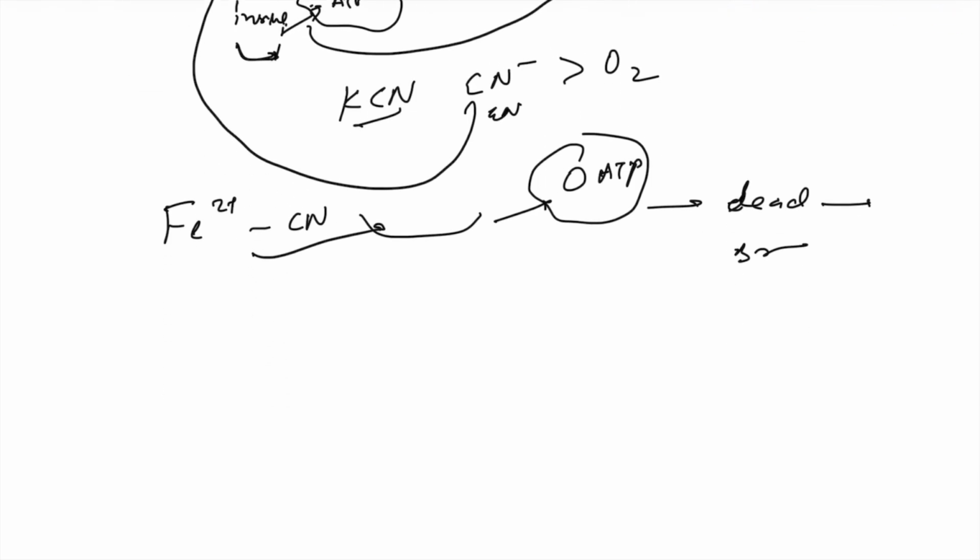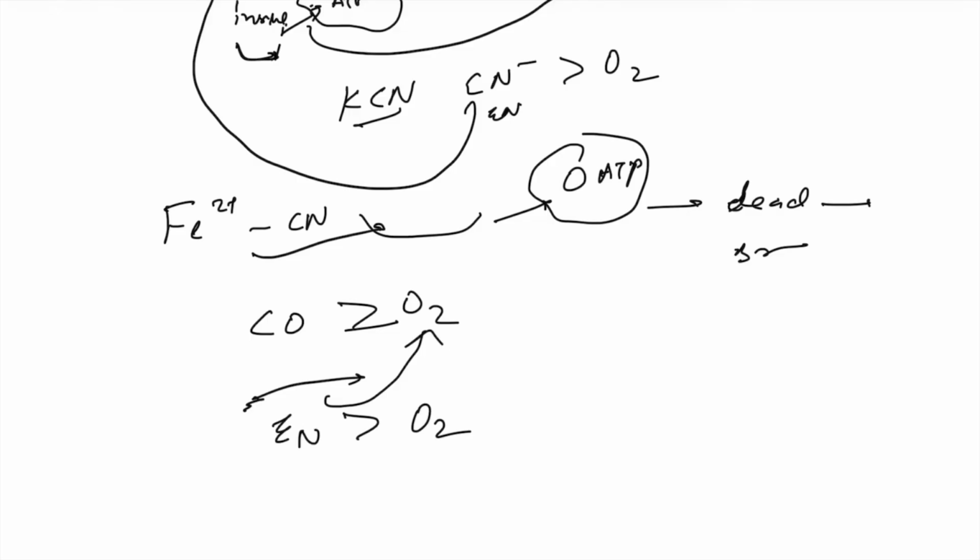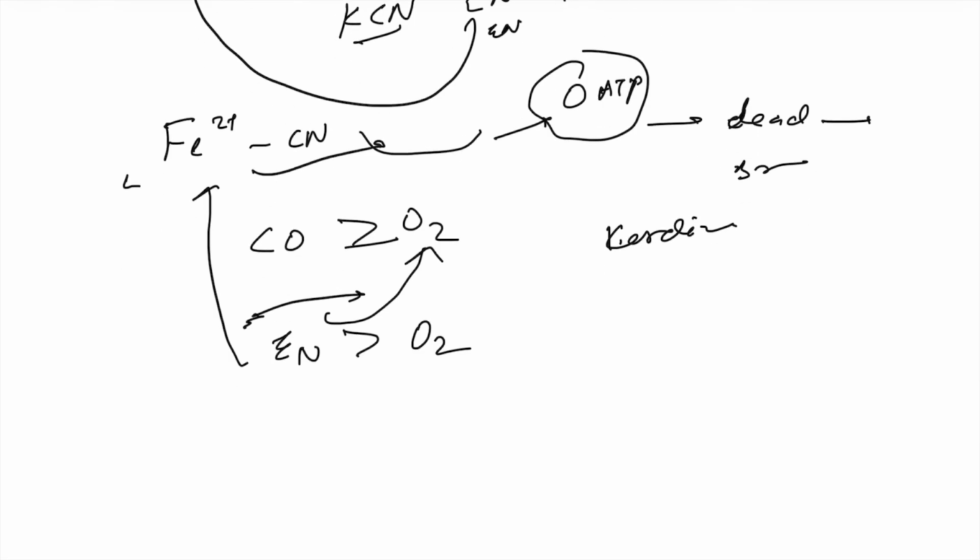Same like O2, CO, carbon monoxide, also has electronegativity greater than O2. There are other electronegative compounds. If somehow they are delivered to the body, they can replace O2 if their electronegativity is greater than O2, and make a bond with Fe2 plus. Generally, it's this coordination bond which we study in coordination compounds.